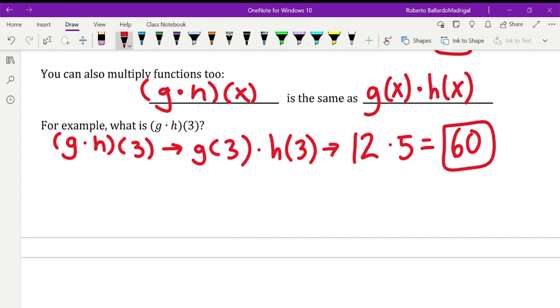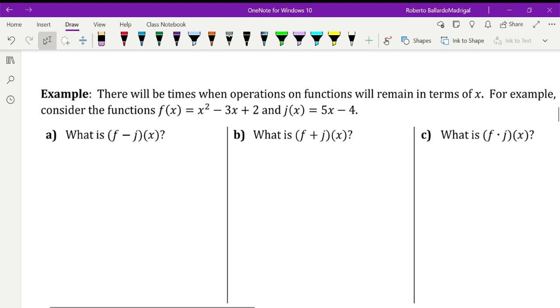Okay. Dividing we're not going to see, so don't stress about that. Any questions so far on the notation? All right. Next page.